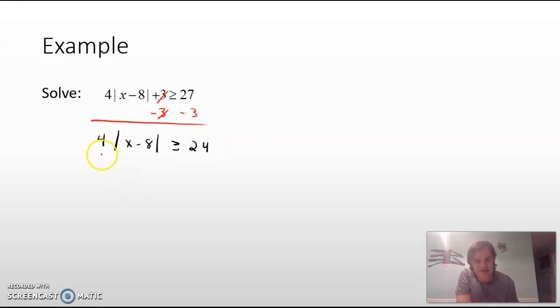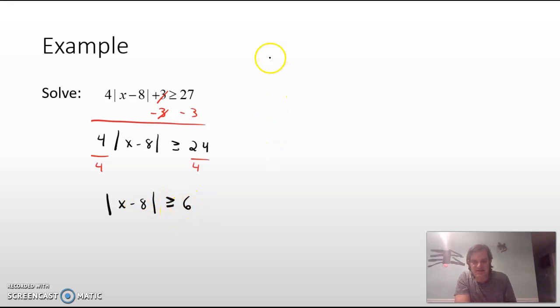And the absolute value is still not by itself, so I'm going to divide both sides by 4. Now I haven't divided anything by a negative, so I don't need to change the inequality around. But that gives me the absolute value of x minus 8 greater than or equal to 6, if my math is correct. So this goes back to what we had, an absolute value greater than a number.